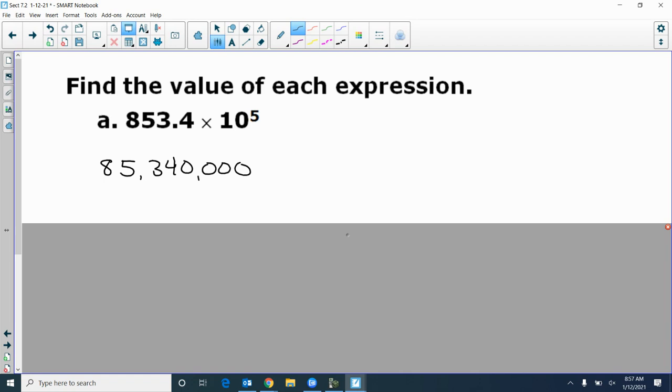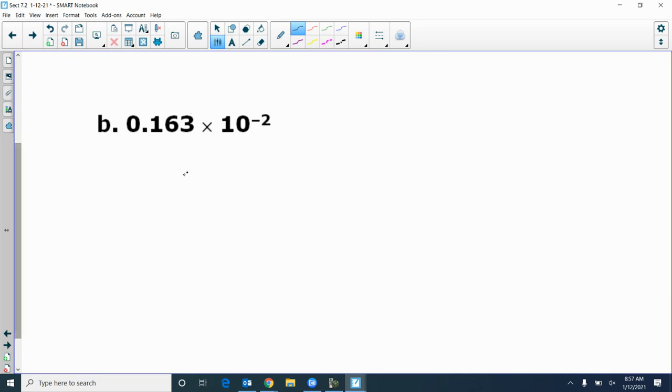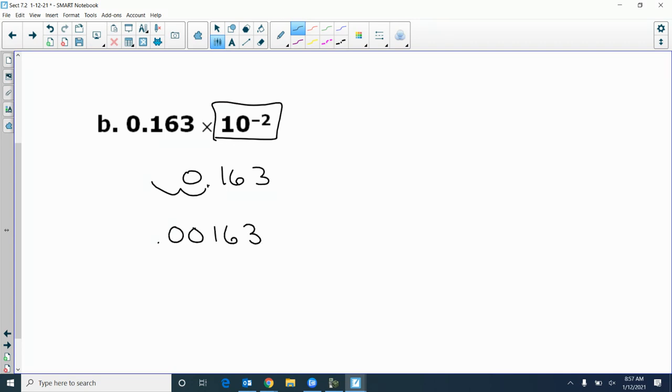All right, the second one, 0.163 times 10 to the negative 2nd. Which direction do I move the decimal point, Sam? Left. So then what's my answer going to be? It's going to be 0.00163. Good. Now, a lot of you will put a 0 in front of here, which is fine. I don't get too concerned about that. If you just put 0.00163, that'd be fine.